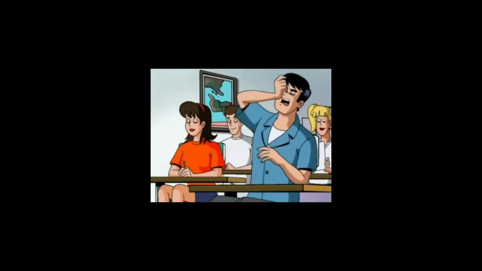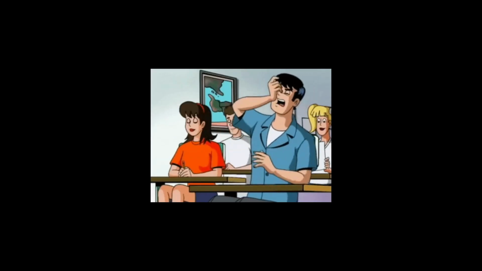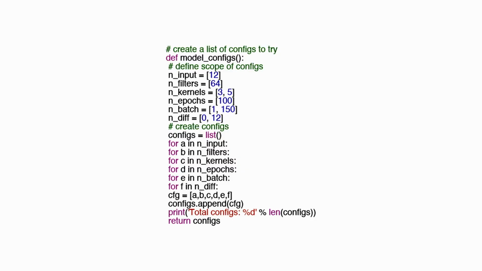In order to achieve a timely execution, we will experiment with a limited number of configurations. The following is the complete listing of the model configs function. All the necessary elements are now available for conducting a grid search on the hyperparameters of a convolutional neural network designed for predicting univariate time series. The framework for grid searching the hyperparameters of an LSTM model can now be implemented.